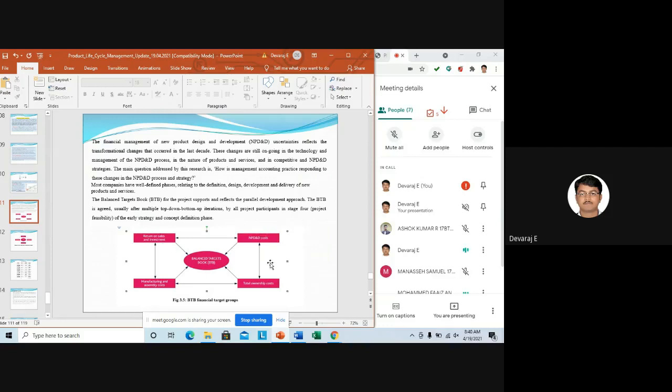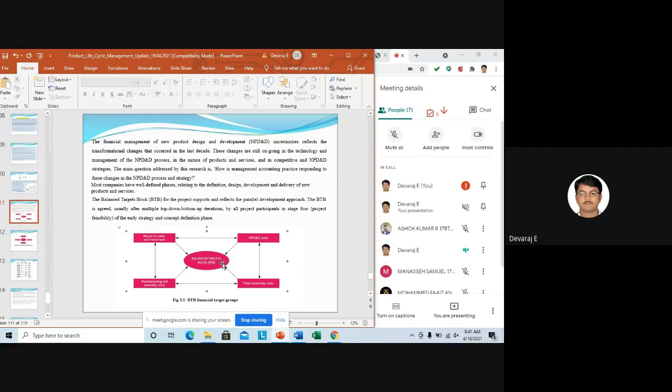This is called the balanced target book. The company keeps this book for all references and stores all the data: all the cost invested by the owner, the NPD and D cost, the manufacturing and assembly cost, and returns on sales and investment. Does anyone have any doubt in this? You should always know this balanced target book.